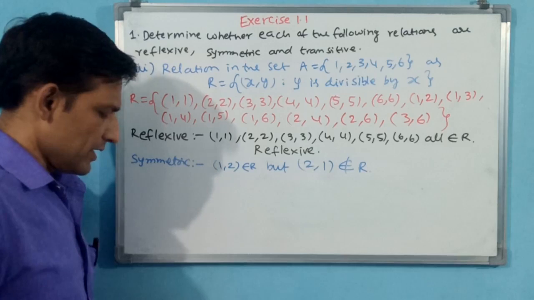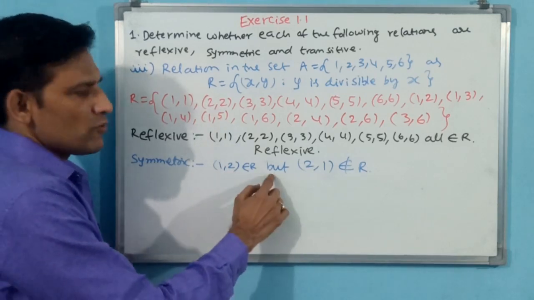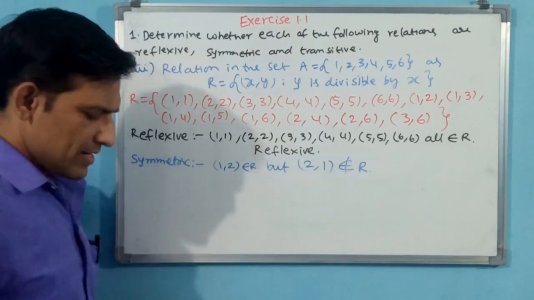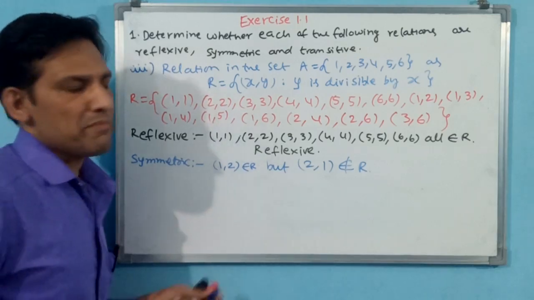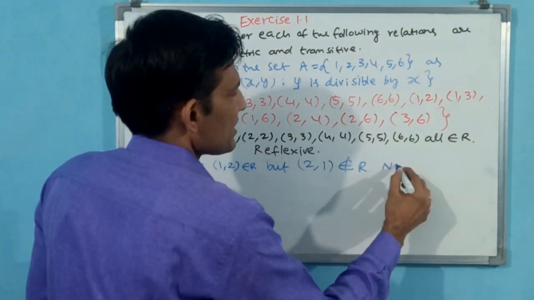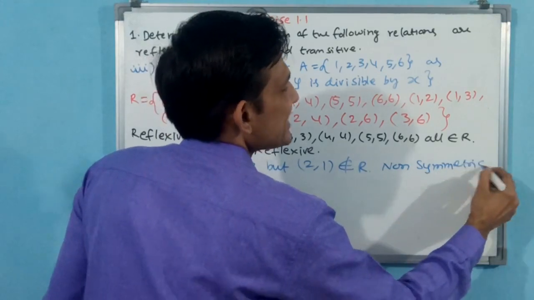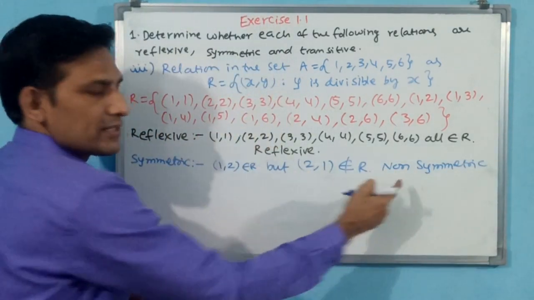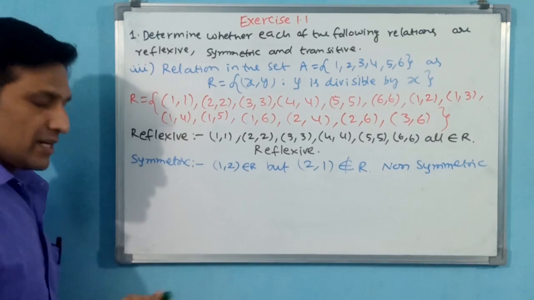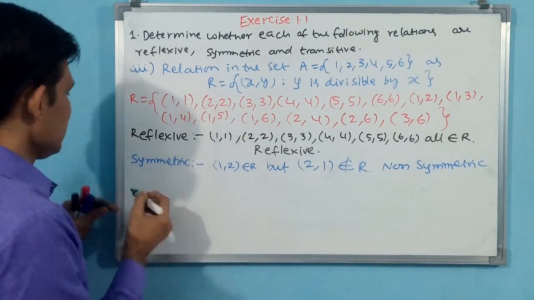Okay, now you come here. Symmetric means 1, 2 belongs to R, but 2, 1 does not belong to R. Then this is not symmetric, or non-symmetric. Reflexive but non-symmetric. Okay, now we go for transitive. Transitive.